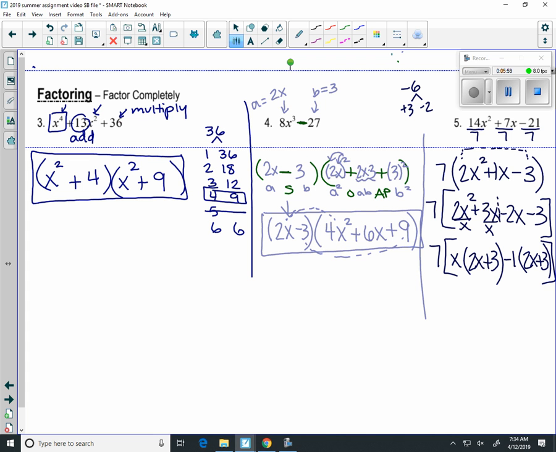And my parentheses match. So x minus 1 is one of my factors. 2x plus 3 is the other factor. And I need that 7 in front for this to be in fully factored form. And that is the factoring section of practice test 1.